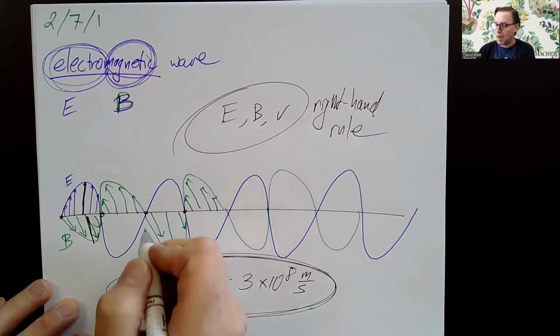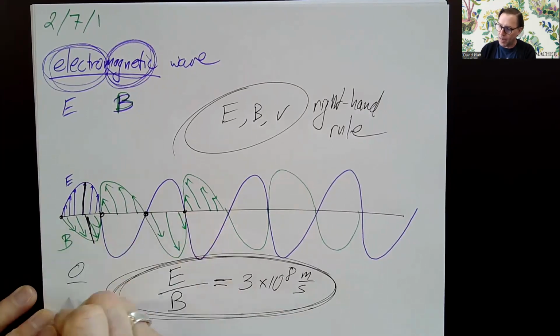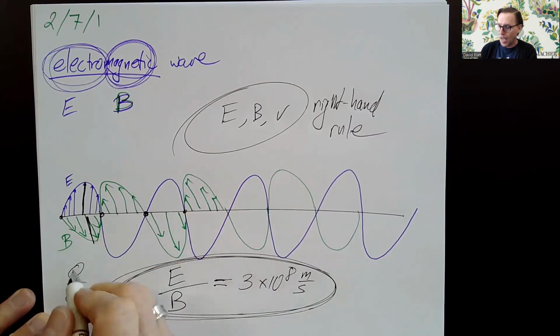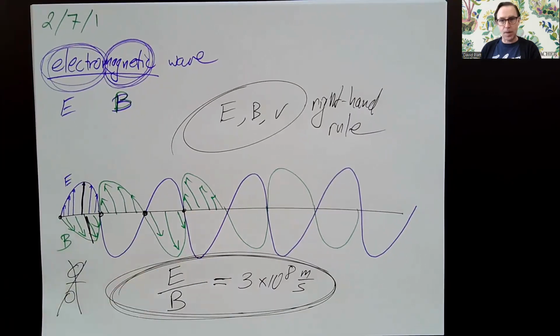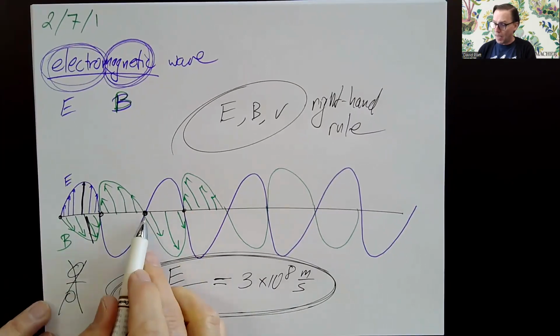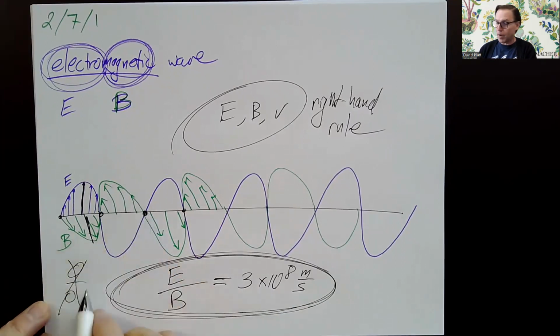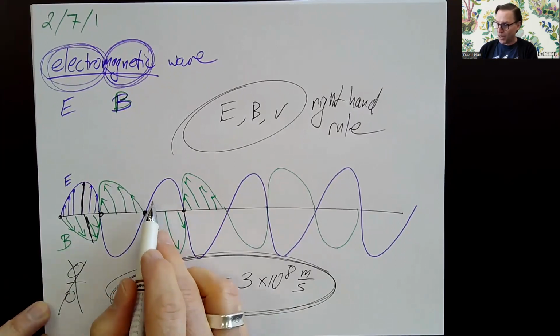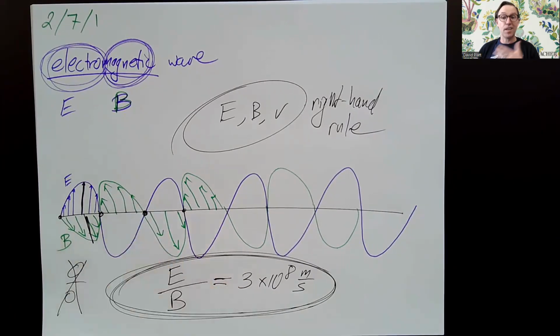Now, some of you are saying, but what about here when they're both 0? Yes, 0 divided by 0, your math teachers are having a fit. At that moment, their ratio is undefined. But at every moment where the numerator and denominator are not both 0, the ratio of E to B is always 3 times 10 to the 8th meters per second. Super cool and fun.